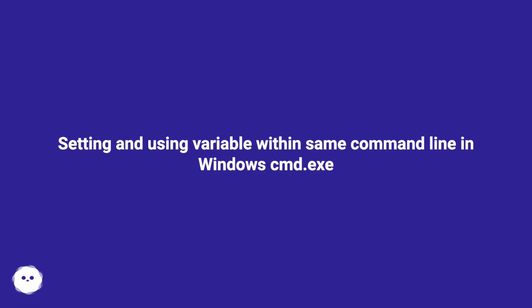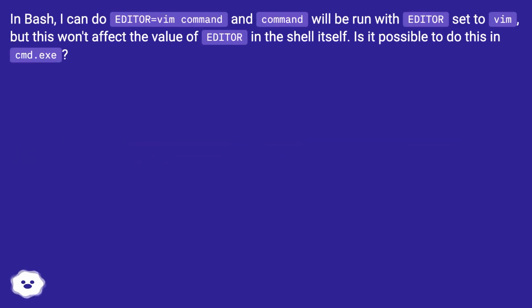Setting and using a variable within the same command line in Windows Cmd.Exe. In Bash, I can do EDITOR=vim command, and the command will be run with EDITOR set to vim, but this won't affect the value of EDITOR in the shell itself. Is it possible to do this in Cmd.Exe?